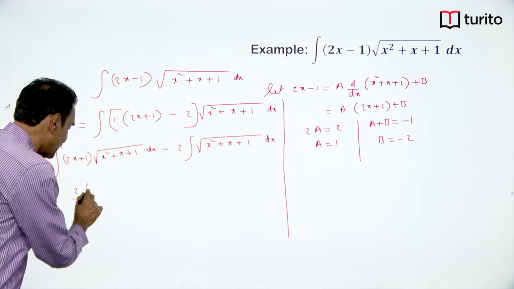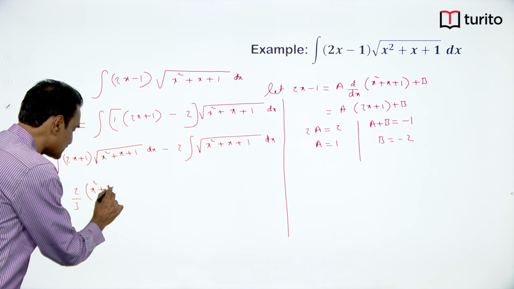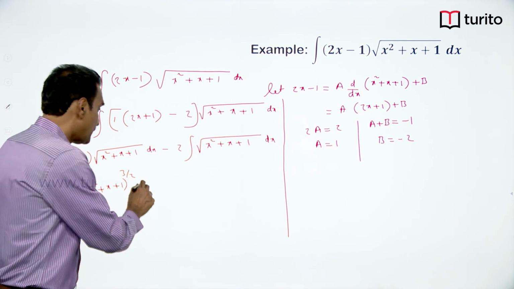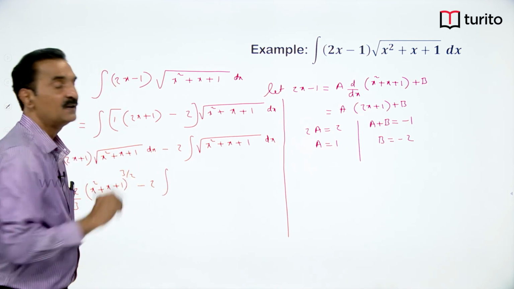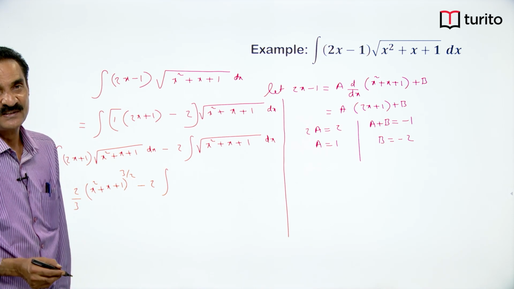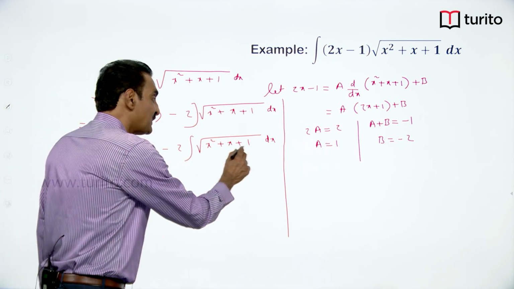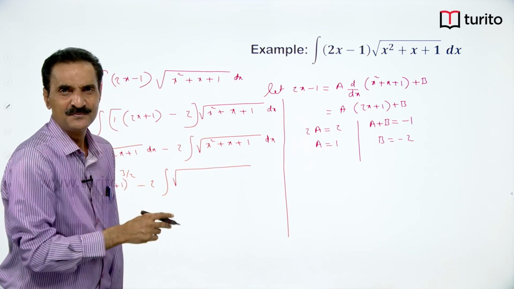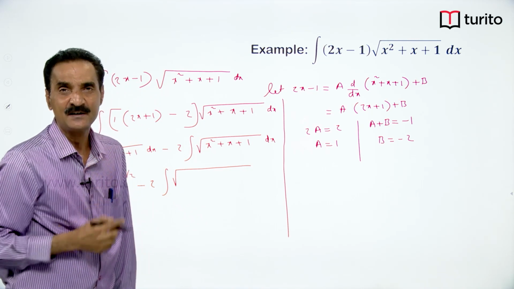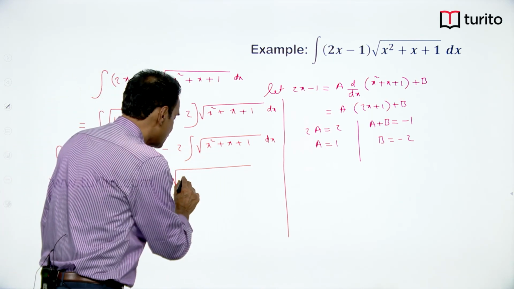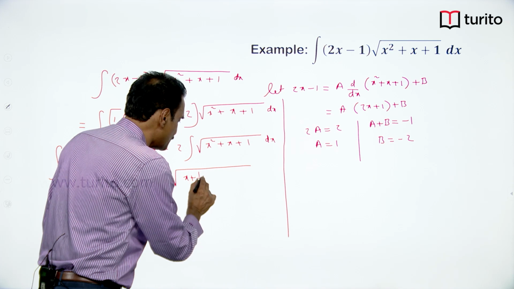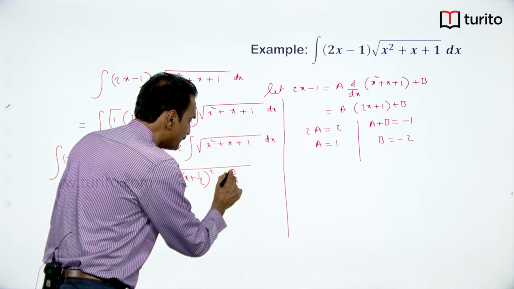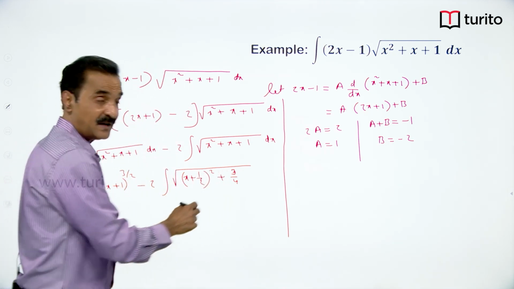2 by 3 into x square plus x plus 1 power 3 by 2 minus 2 integral, how to integrate root over x square plus x plus 1, we need to write this as a perfect square. I have already explained in many problems how to write this as a perfect square, so I will write directly. It can be written as x plus 1 by 2 whole square plus 3 by 4 dx.